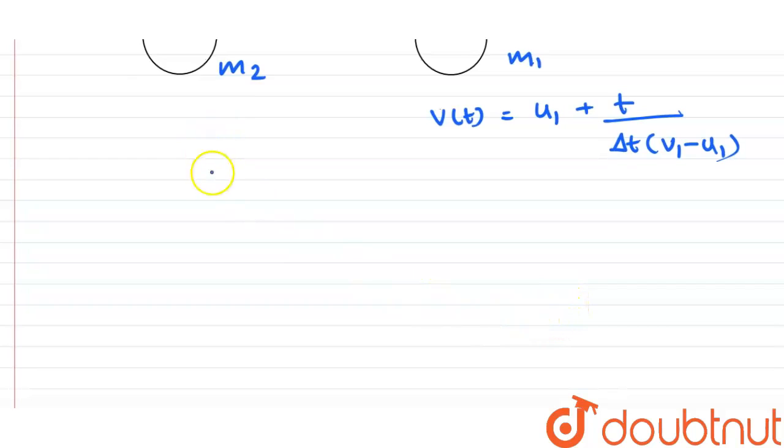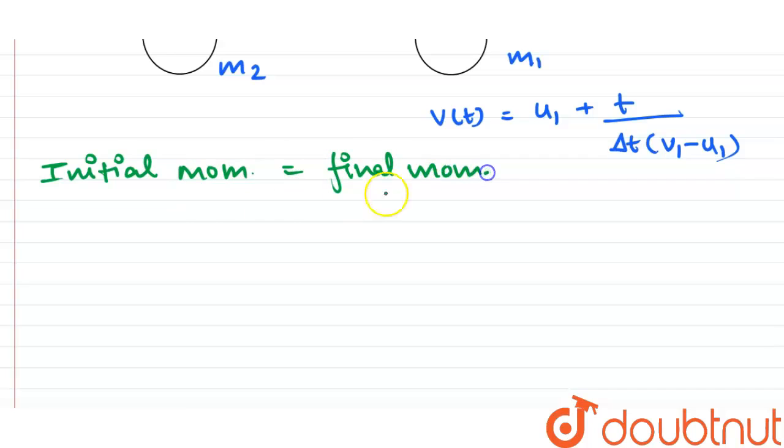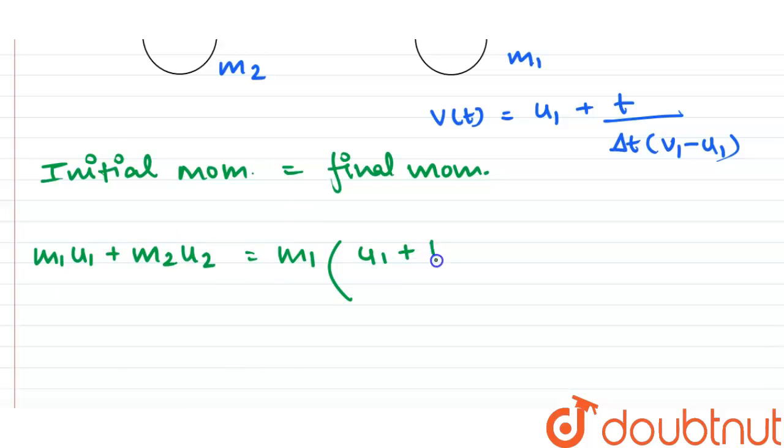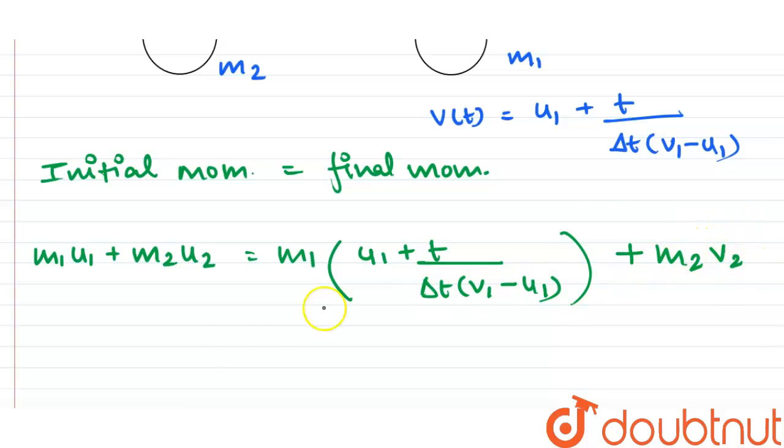So for conservation of linear momentum, we know initial momentum equals final momentum. Initial is m1 u1 plus m2 u2, as both are traveling in the same direction, so there will be a positive sign between them, and that equals m1 times (u1 plus t upon delta t times (v1 minus u1)) plus m2 v2. This is the v2 we need to find out.